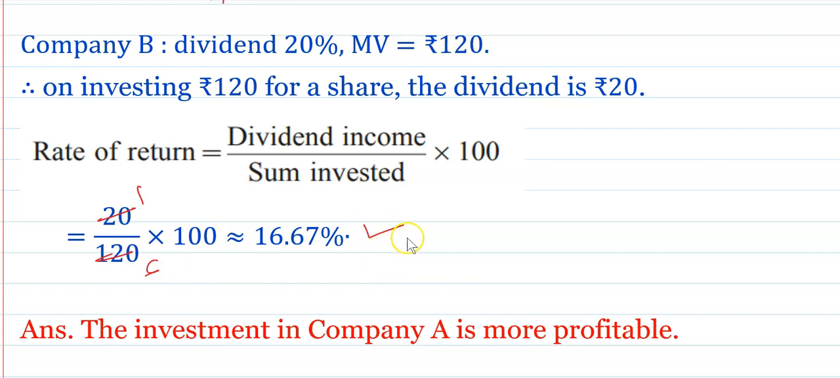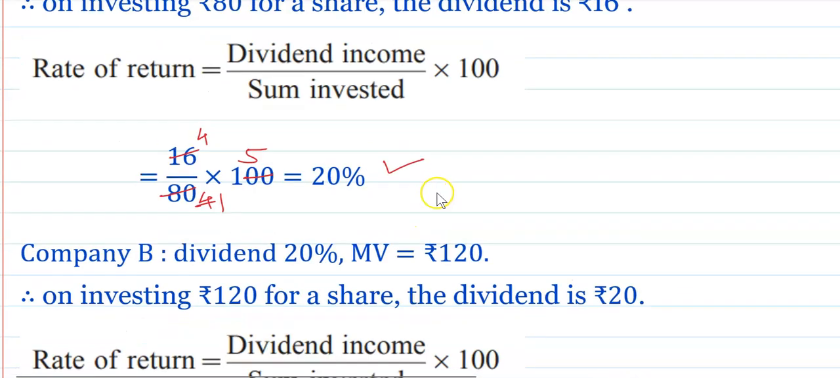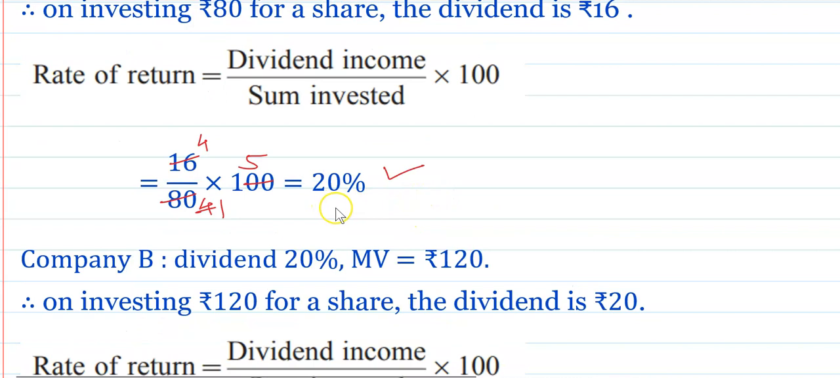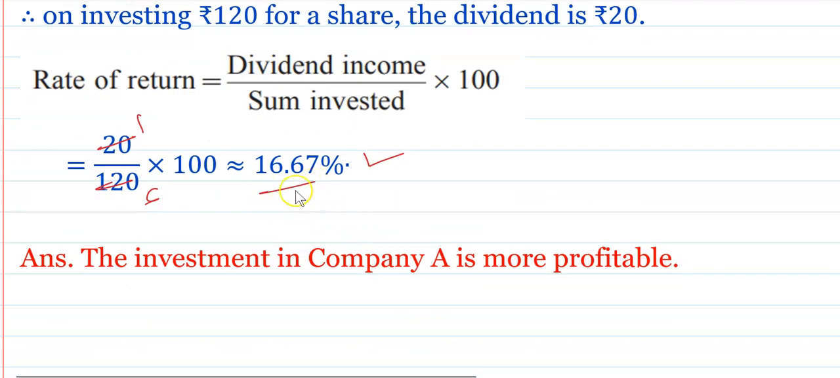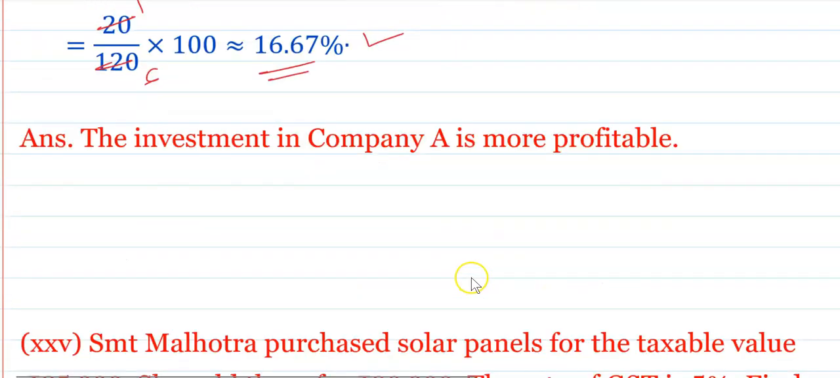you will get 16.67%. In the first company A, the rate of return is 20%. In the second company, the rate of return is 16.67%. Therefore, the investment in company A is more profitable. Now the next.